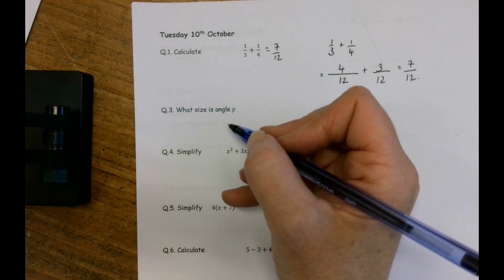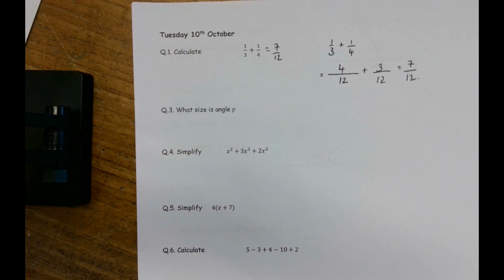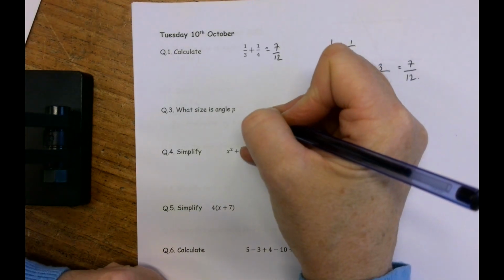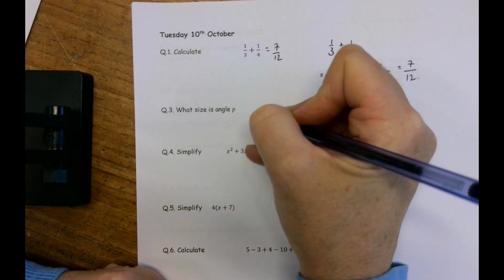What size is angle P? Okay. Where did I put this? What size is angle P? As you wrote in your notes, where's P? Exactly. I don't know. I don't know.